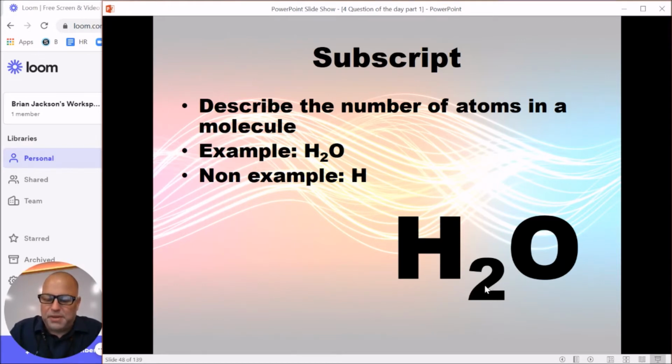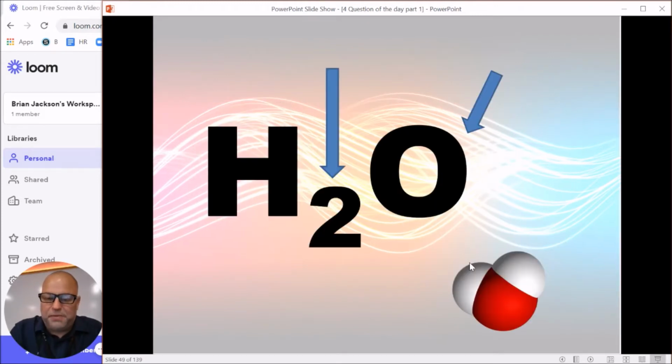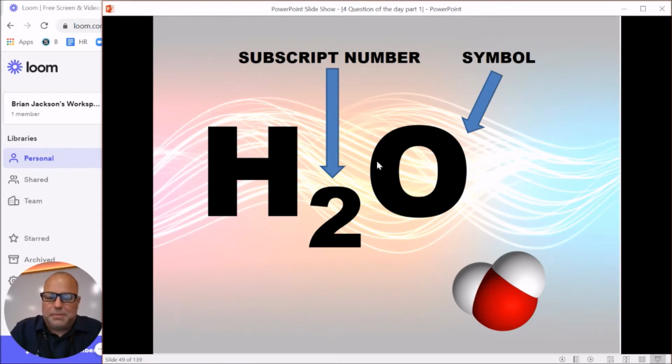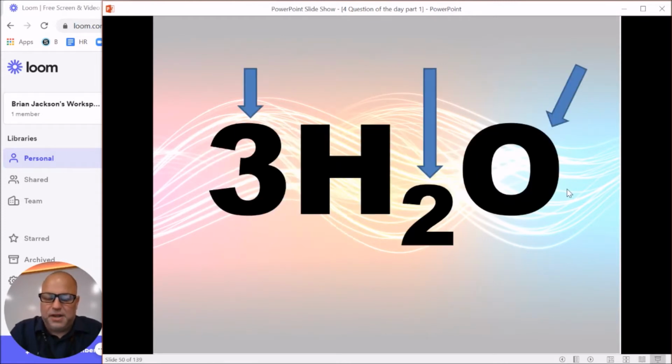It's not a typo or a mistake. It's just telling you how many elements there are for the one right before it. So you've got your subscript number right here, and you've got the element symbols. So we've kind of moved on a little bit.